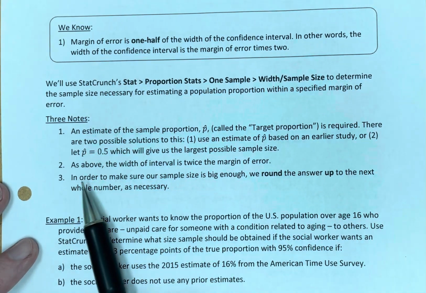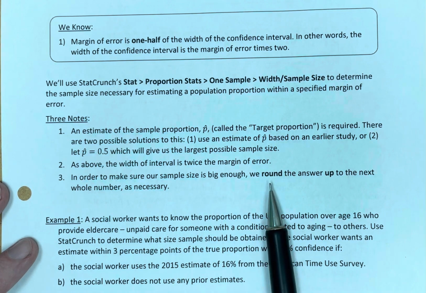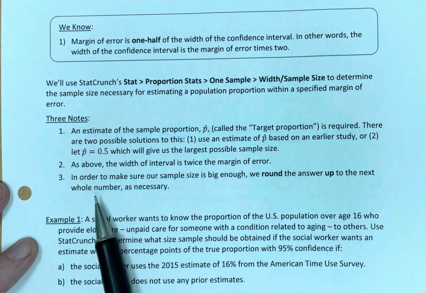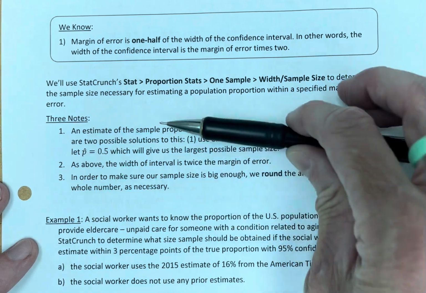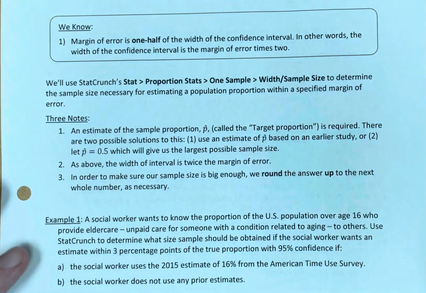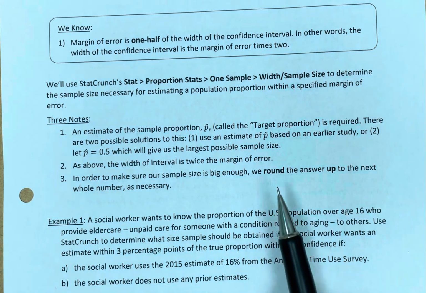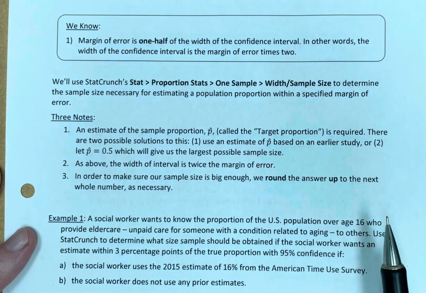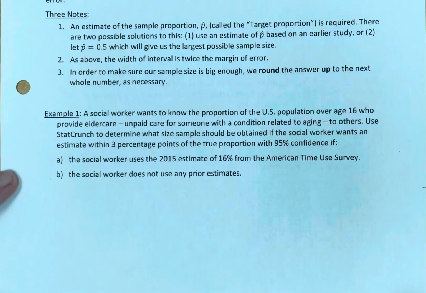And number 3, in order to make sure our sample size is big enough, whatever answer we get, if it's a decimal, we always round up to the next whole number. Even if it's like 45.1, we're going to round up to 46 as necessary. Honestly, I think StatCrunch gives us a whole number every time, but just in case you run across a problem like this, we always want to round up to the nearest whole number.